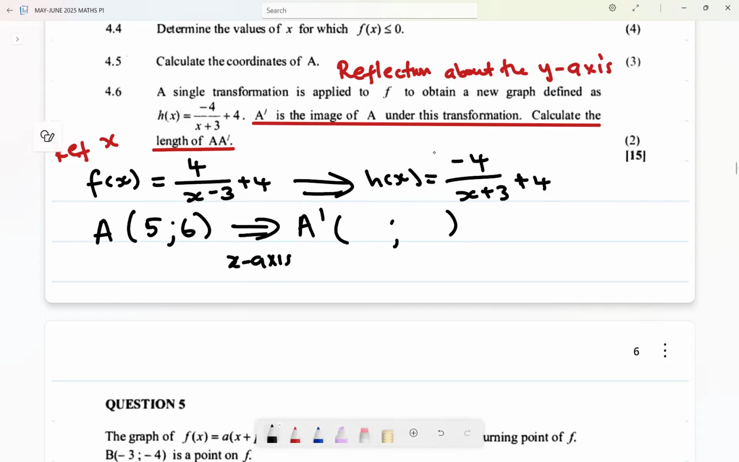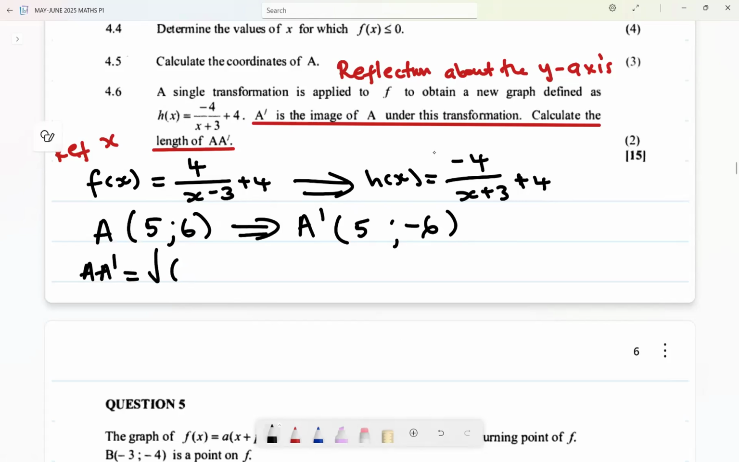Remember I said when you reflect across the x-axis, what changes? The x remains the same, so it's going to be 5. And then y is going to change to negative 6. So A' has these coordinates. Now how can I find the distance, the length between the two? I can just apply the distance formula.